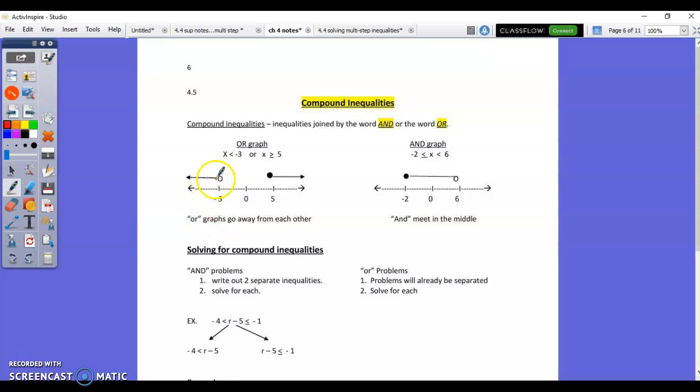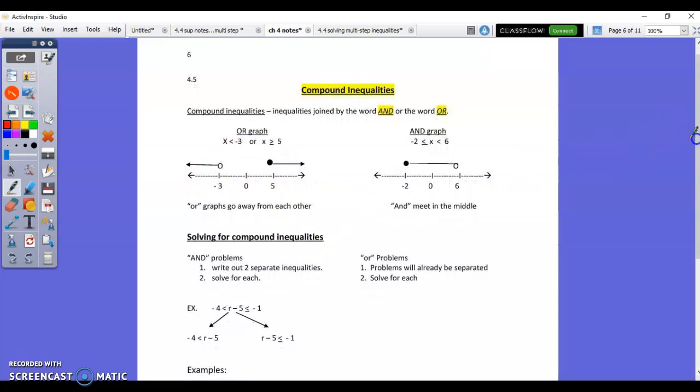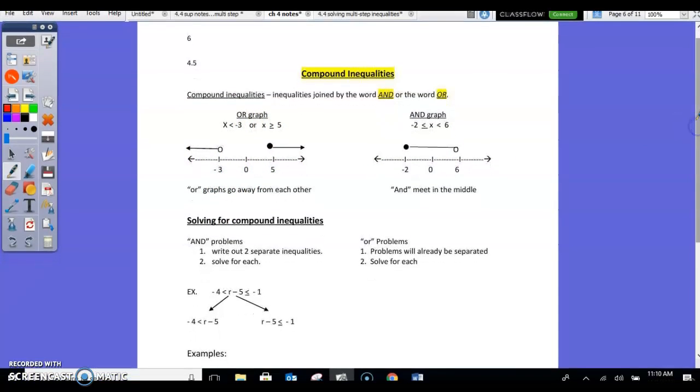And when you graph them, they will go away from each other, and ands will go toward each other but won't pass. So they'll be connected by that inequality line. I like to think of the oars as going away. Kind of looks like a boat. Like if you were rowing a boat, the oars are going away from you. That's how I remember them. So if I see an or problem, typically they're going to be going away from each other.